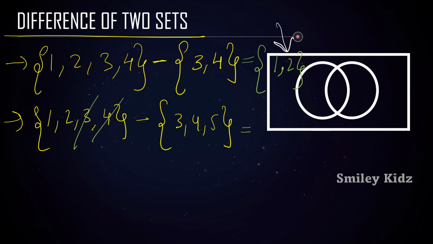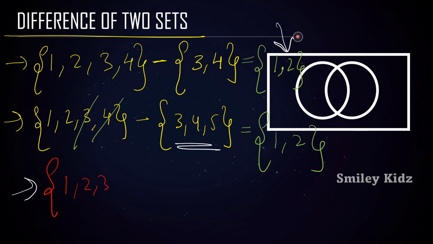So again 3 and 4 are gone. 1 and 2 will be remaining. Though there exists no 5 in this, fine. You're just removing these elements. If they are not present, then you need not worry. They're already removed. Alright. Now let's move on to the next one.